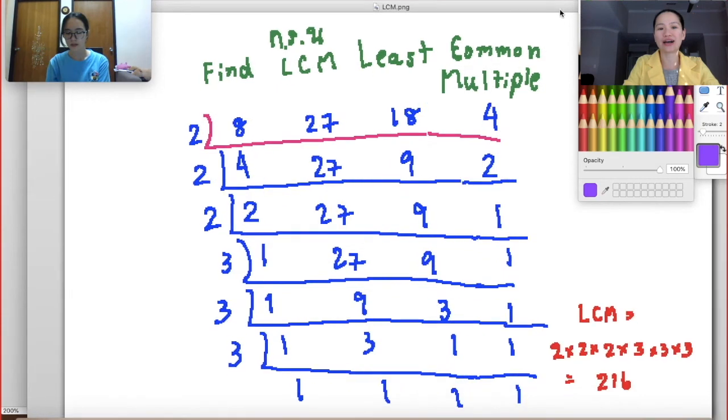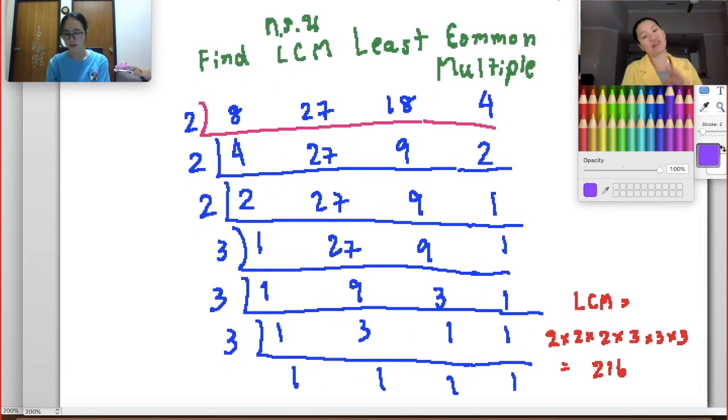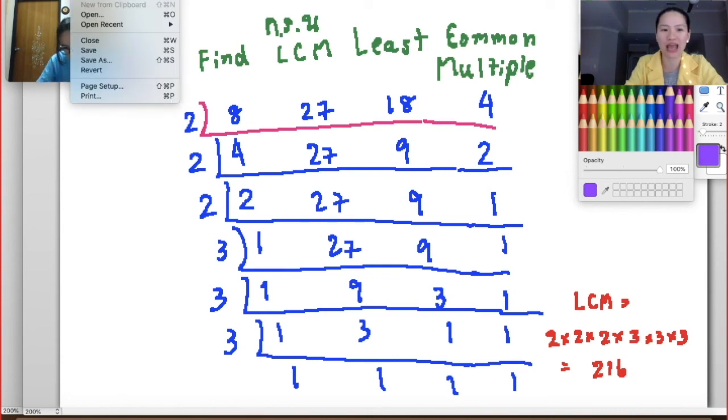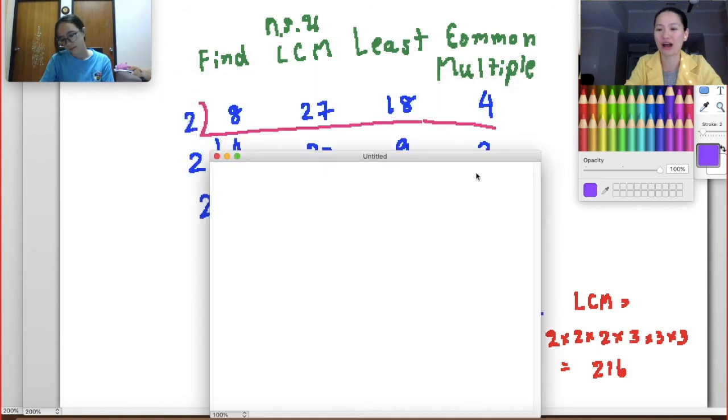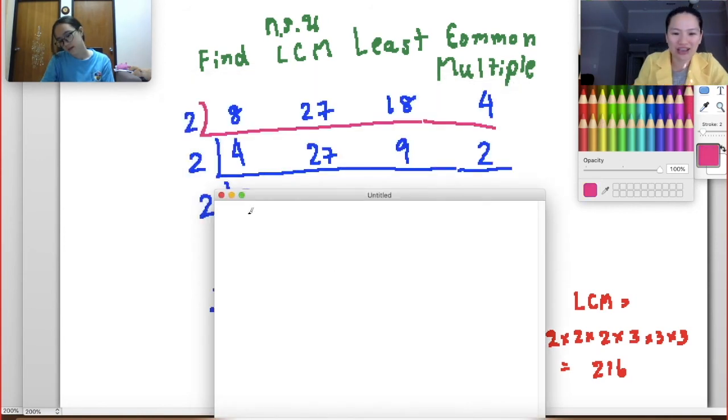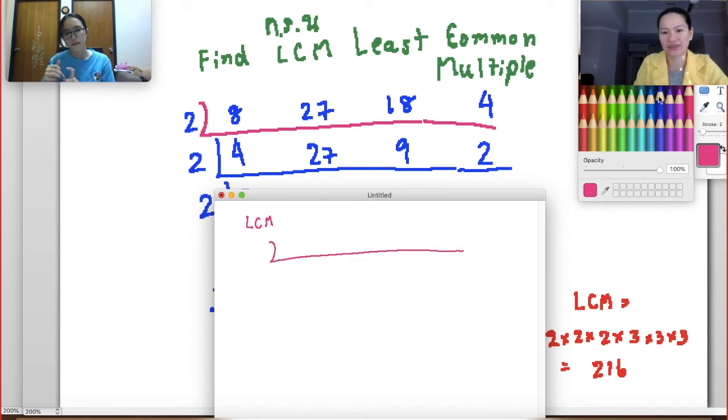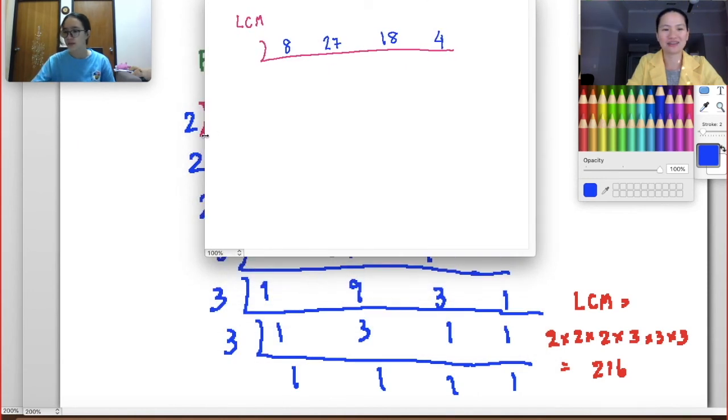So I'm going to find LCM. This one that I calculate for you. LCM equals 216. In case someone doesn't know how to find LCM, Jasmine, how about we help them, please? How about we find LCM for our friends? Okay, find LCM, least common multiple, of this one. We have 8, 1, 27, 18, 4. Jasmine, can you help me please? Let's go.